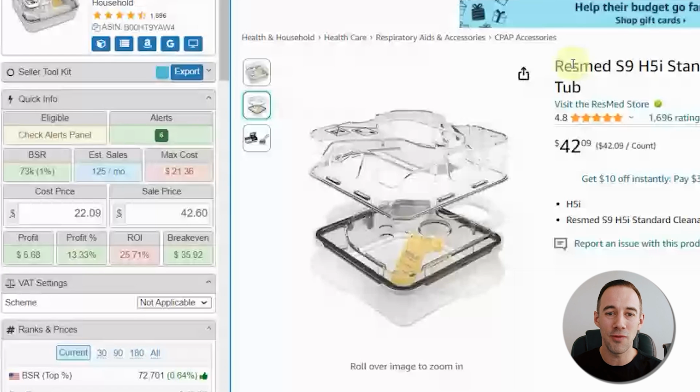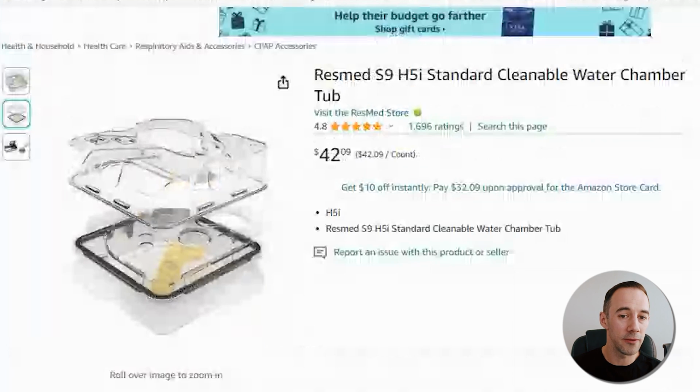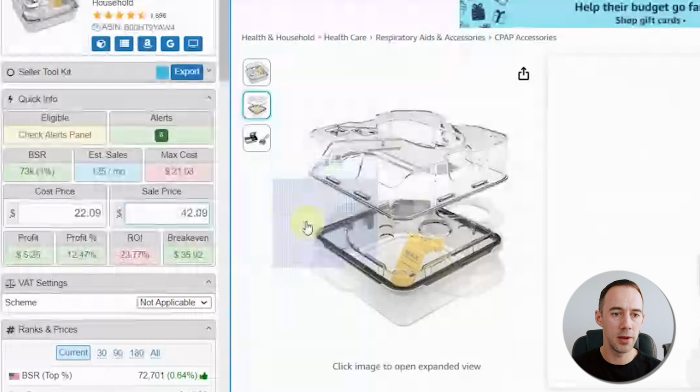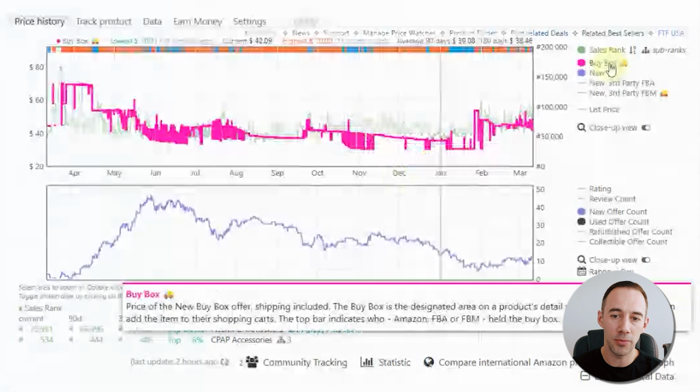Now I can see that it's ResMes, and again, ResMes here, I can see it's not selling 50 sales a month. And by the way, I'm saying 42.60, so 42.09. We can just update that to 42.09, and we've got a break even of $35. Now, when we're in this Keepa chart, let's do the buy box price. So we are right here.